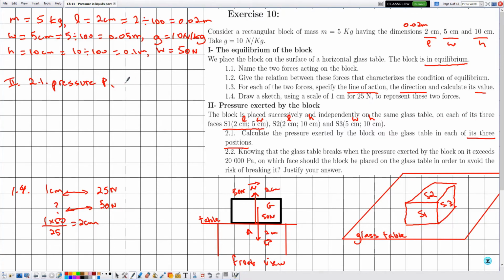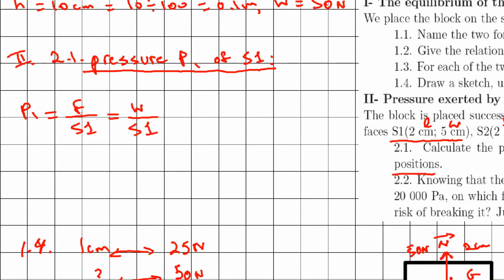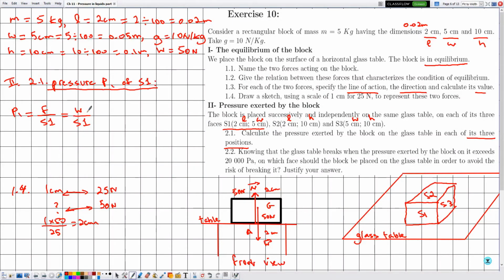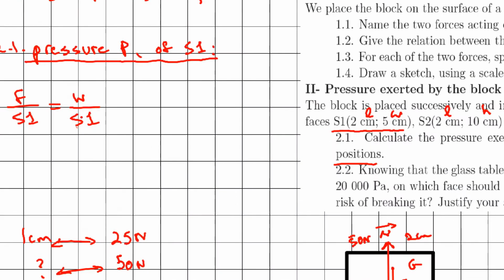corresponding to the face S1. So the pressure P1 is given by the force divided by S1. In this case, the force is given by the magnitude of the weight divided by S1. So in this case, no need to construct a triangle for this formula because this is the quantity that we want to calculate. Now we know the magnitude of the weight to be 50 newtons. It's left to determine the surface area S1.